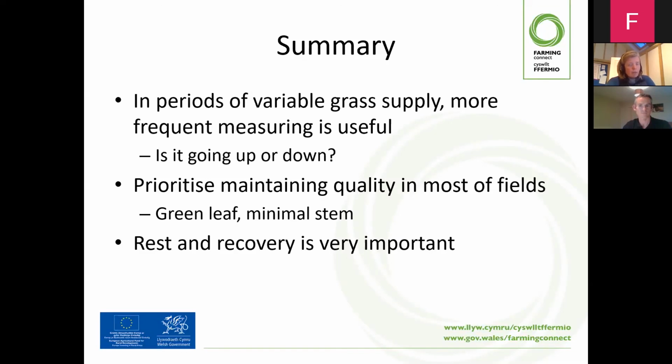What we're also aiming to do is prioritise maintaining quality in most of the fields. If one or two fields get out of control, that's better than all of the quality being lost across the entire farm. And again, as I said, there are techniques for bringing in weaned animals to tidy up those paddocks later in the spring, later in the summer. We're always looking for green leaf and minimal stem, and that's what's really going to drive animal performance. And I've said a couple of times, rest and recovery is very important.